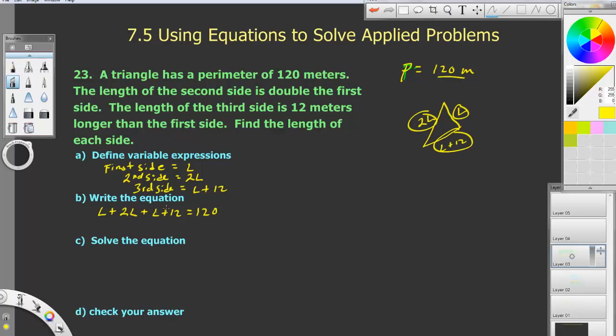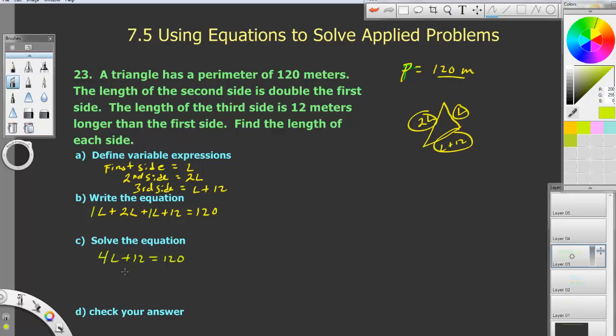Part C says solve the equation. So we need to add the L's together. So I got how many? Well, I got 1 here. I have 1 here. So I have 1L plus 2L plus 1 more L would be 4L plus 12 equals 120. And you can see what's going to happen here.